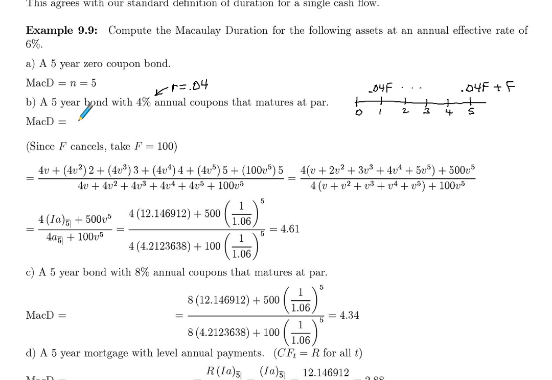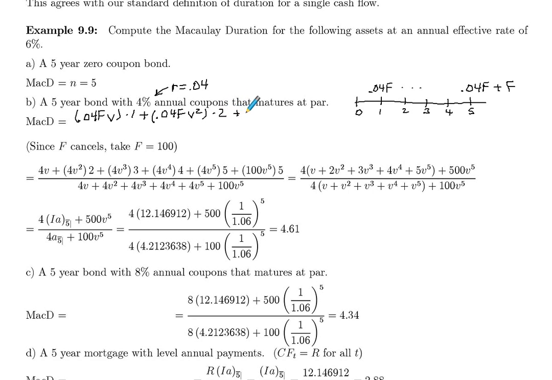So that first cash flow is 0.04F, and if we bring it back to time 0, we're going to multiply by the discount factor v, and then that gets multiplied by the duration of that cash flow, which is 1. Second cash flow at time 2 is going to be 0.04F again. And to bring this cash flow back to time 0 is going to need discount factor v squared. And then that gets multiplied by the duration, which is 2, because that occurs at time 2.